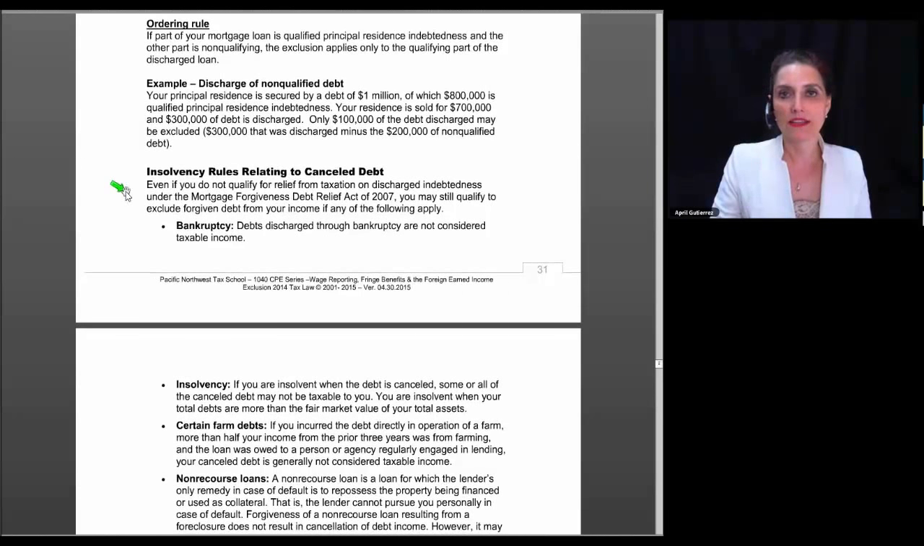Now, non-qualified debt is debt that was not used to acquire or improve the home. For example, you might take out an equity loan and use that money to send your kids to college or to buy cars. Nothing to do with the house itself. That would be non-qualified debt.